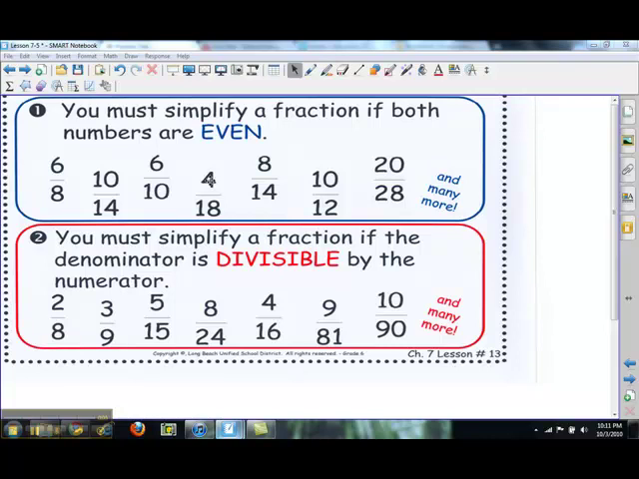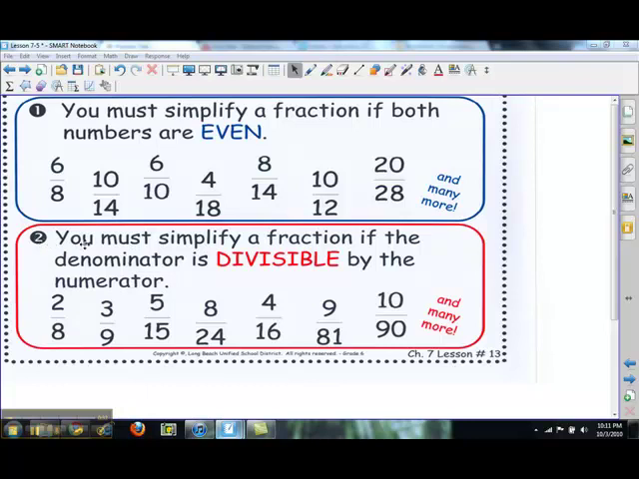A couple of tips about when you have to simplify a fraction. You must simplify a fraction if both numbers are even. So if you have 6/8, 10/14, 4/18, any fraction where both the top and the bottom, the numerator and denominator, are even numbers, that means they are divisible by 2, then you must simplify them.